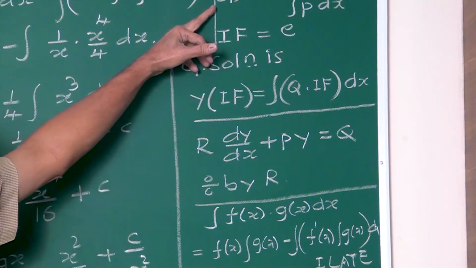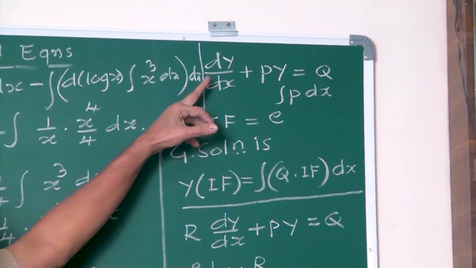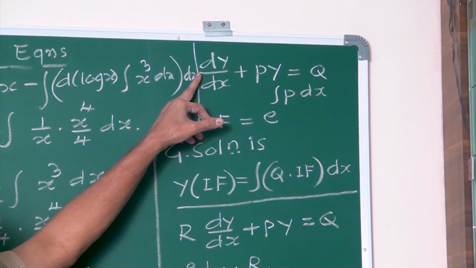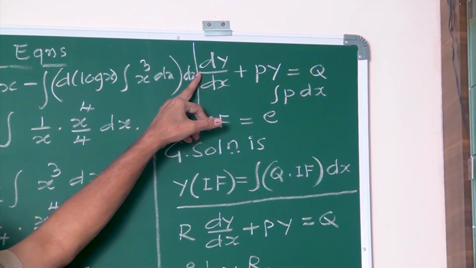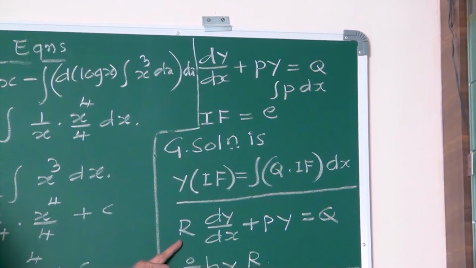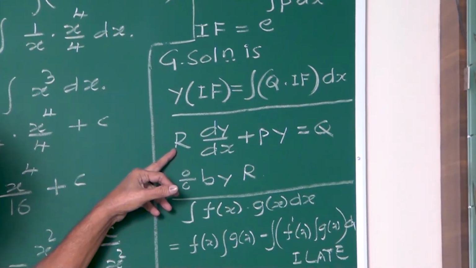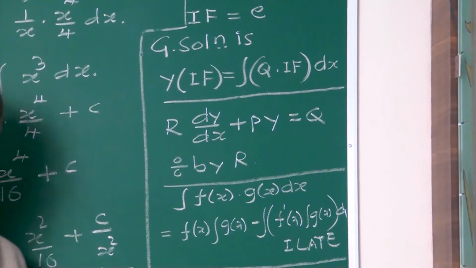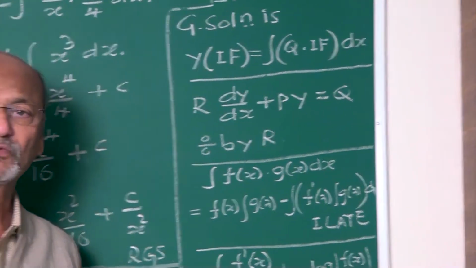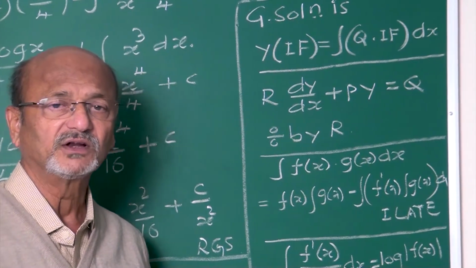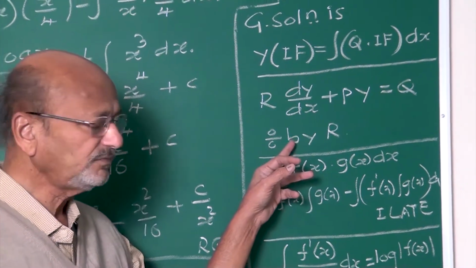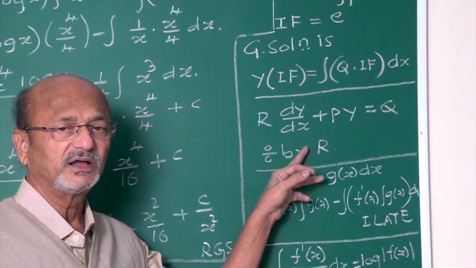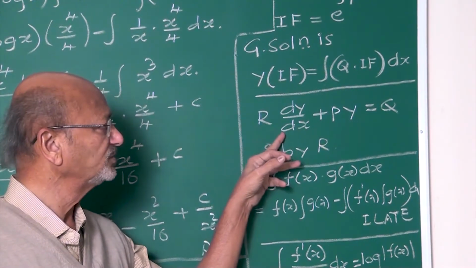If the given equation is not in this form, what is your observation? The coefficient of dy by dx must be 1. If it is not 1, if it is r into dy by dx plus py equal to q, and the coefficient of dy by dx is other than 1, then divide each term by r, where r is the coefficient of dy by dx.